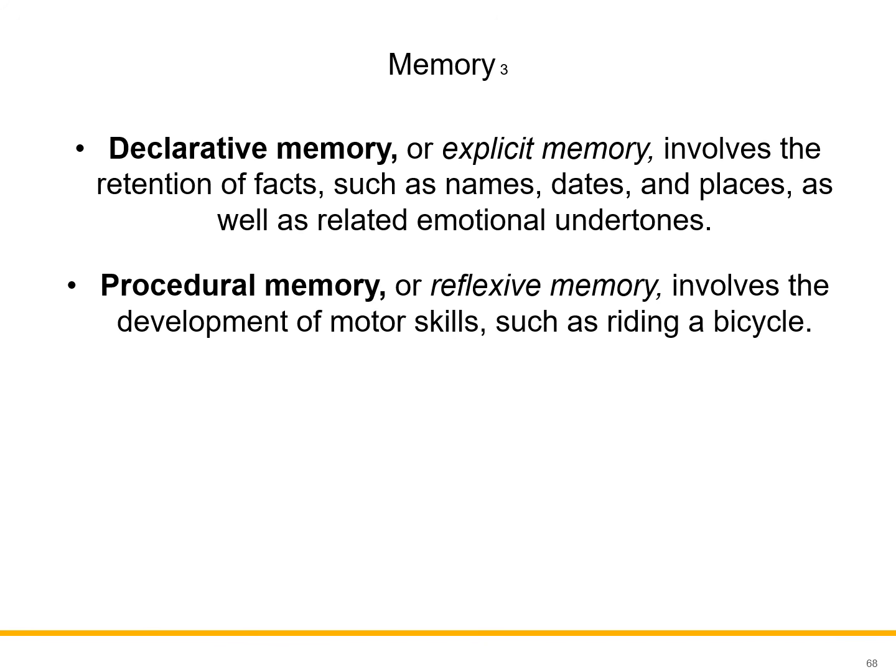Declarative memory, also known as explicit memory, keeps information like names, dates, places, and even emotional cues. So generally, declarative memory handles facts and feelings. Procedural memory, also called reflexive memory, involves motor skills like driving, doing sports, playing instruments. So in other words, muscle memory.